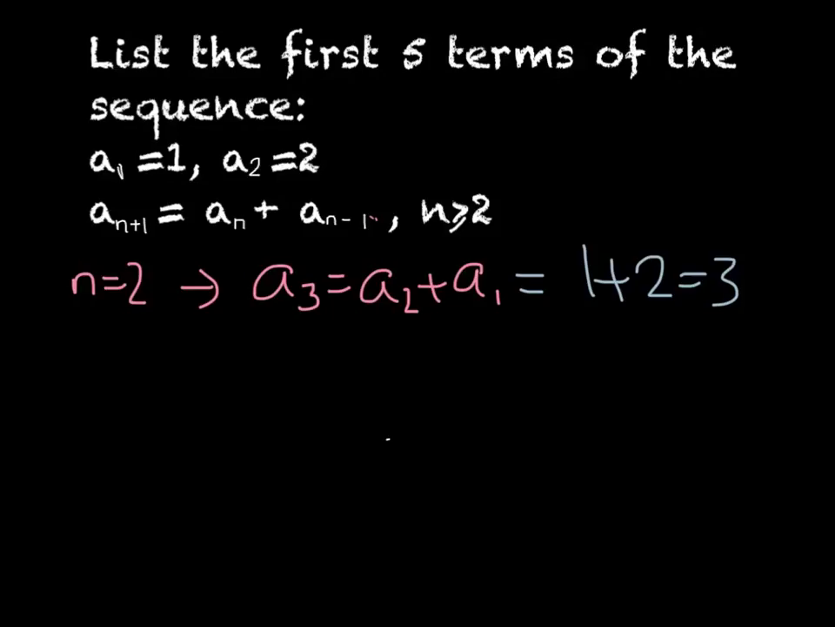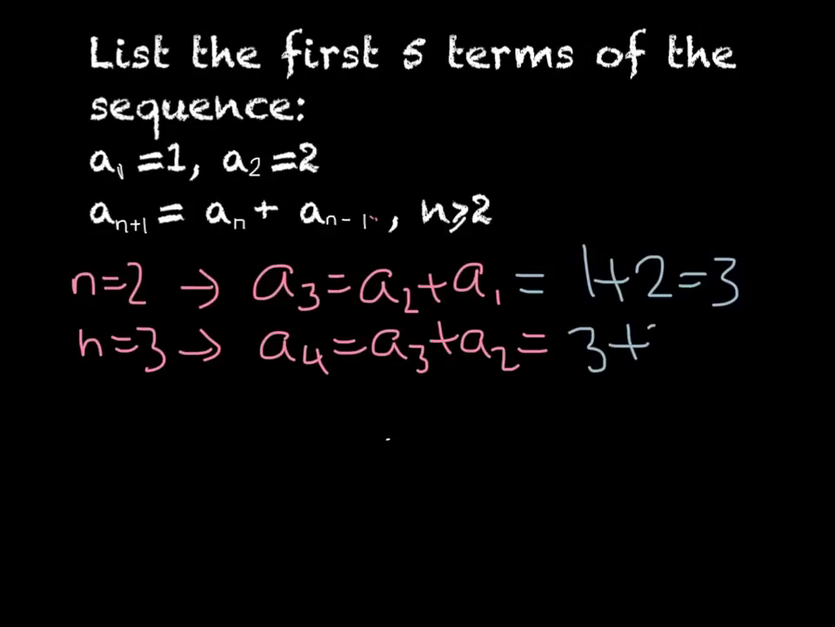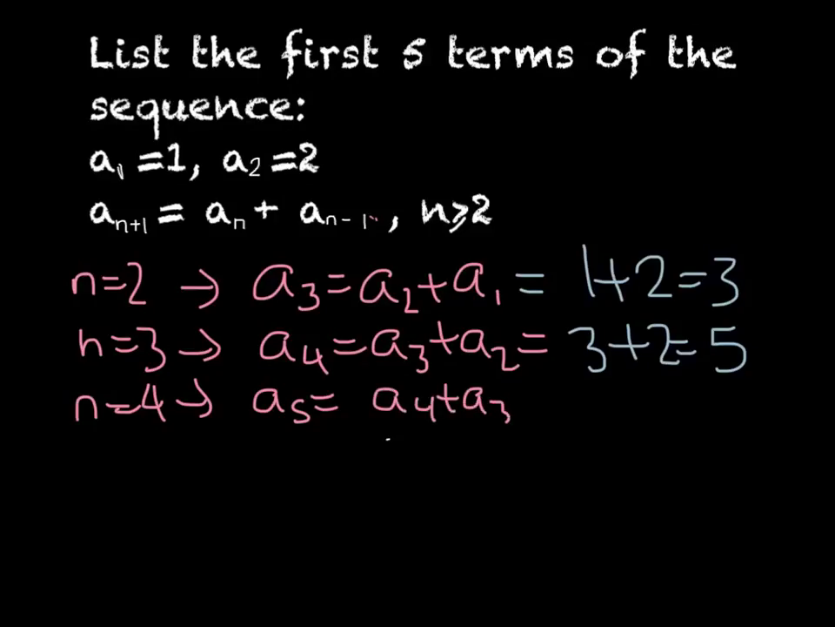Now let's plug in n equals 3. This gives us a4 equals a3 plus a2. We can use a3 that we just found and the a2 given to us, so we have that this is 5. Then n equals 4. a5 equals a4 plus a3. Using both of the values that we just found, we have 5 plus 3, or 8.